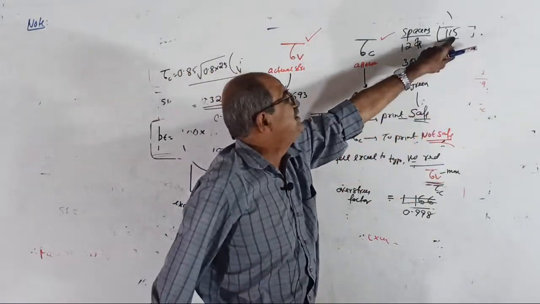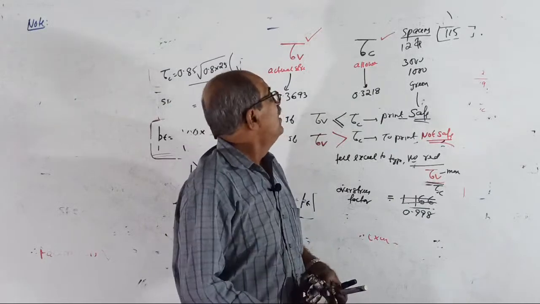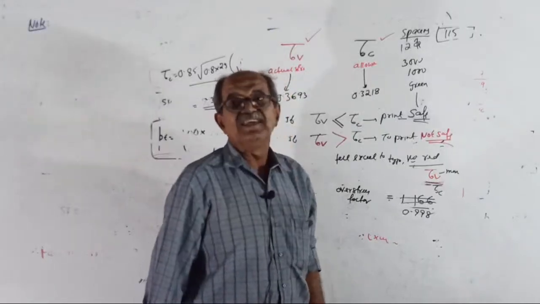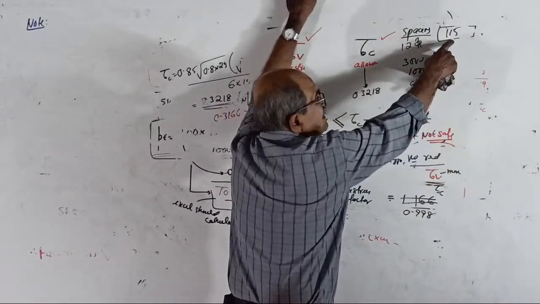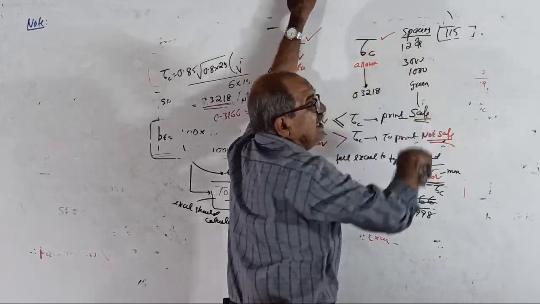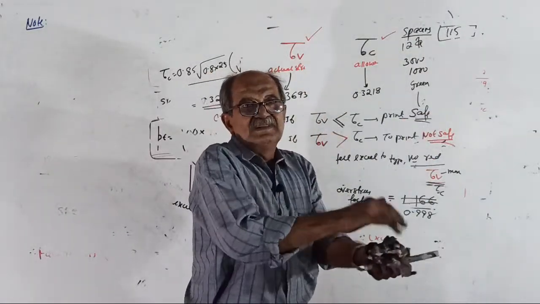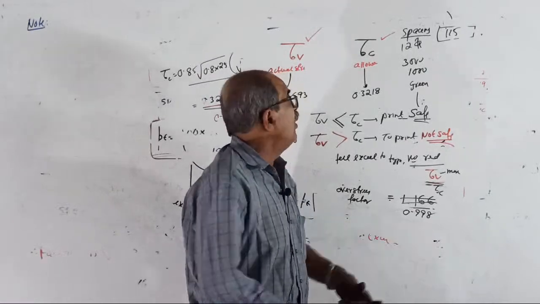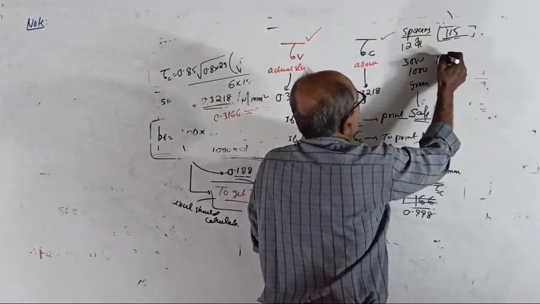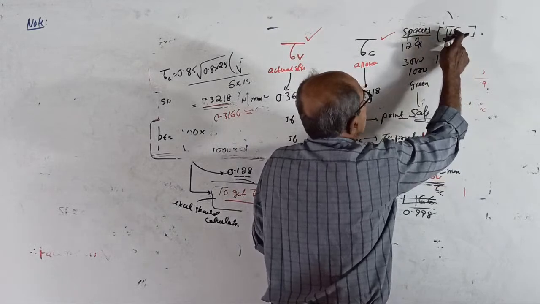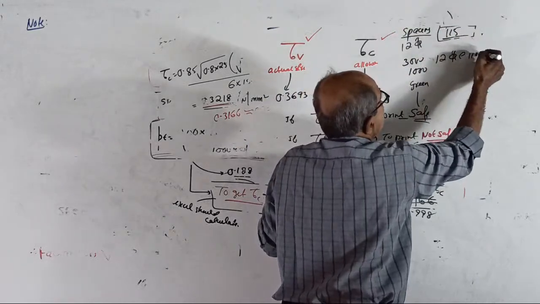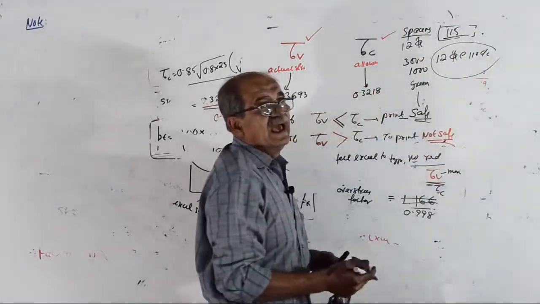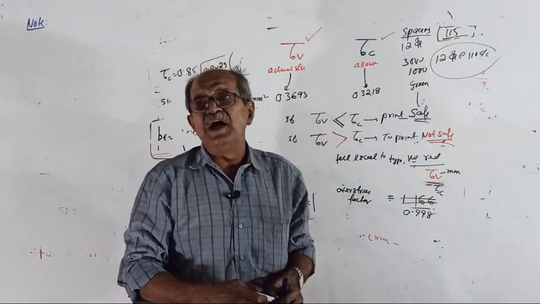You keep on changing, typing. You keep on reducing. After some time, slowly, type 120, that's it. Suddenly it will come to below 1. So provide 12 tor at 115, only 110 center to center. Clear? You don't have to go to interpolation.